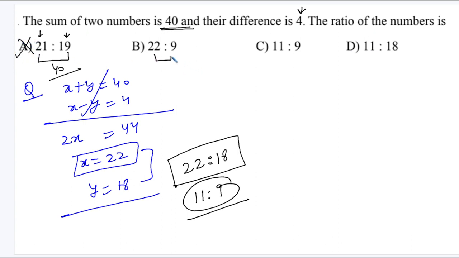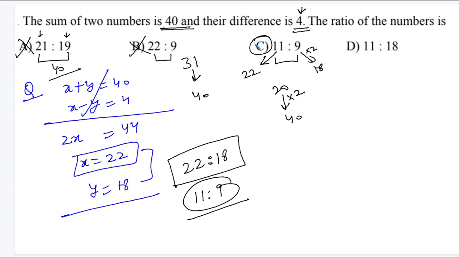If I go to option B, 22 plus 9 will give you 31 as the sum of the ratio, which doesn't divide 40. We can't have an integer multiplier, so this is not possible. For 11 is to 9, the sum of the ratio is 20, which fits into 40 twice. That means my multiplier is 2. So my numbers are 11 multiplied by 2, that's 22, and 9 multiplied by 2, that's 18. The difference of these two is actually 4. So this is the possible ratio.